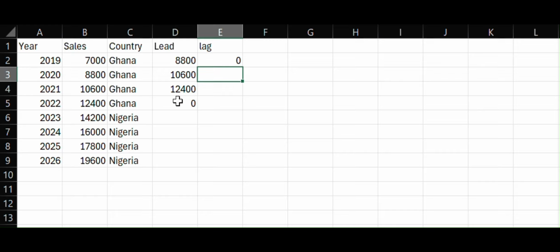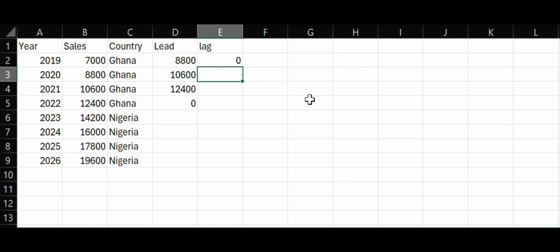The question is, why is this place 0? This place is 0 because there is no other preceding value for Ghana. As you can see, it now moves to Nigeria. So if we are looking at it by each dimension, then that is where it ends. It ends just at 0. That is where it ends. It just ends at 2022 for Ghana.